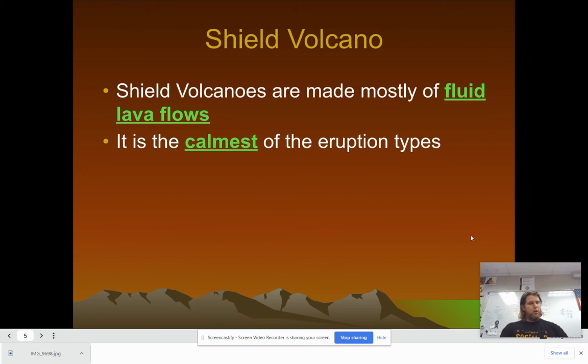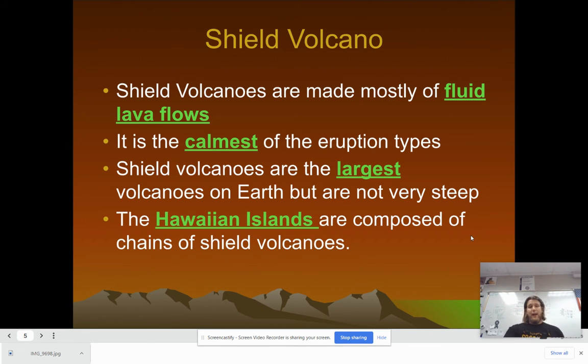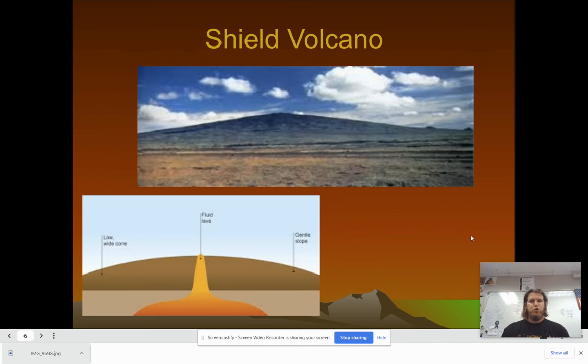But shield volcanoes are the calmest of all the eruption types, and they also are the largest volcanoes on Earth. But they're not very steep, so it's kind of deceptive. Like if you go out to Sima Dome, or even Kilauea, these are long expanses of this gentle sloping volcano that almost resembles the back of a turtle, a turtle shell. So the Hawaiian Islands are composed of chains of shield volcanoes. So those are the perfect example. You can check those out, and they're really cool when they flow. And it's really neat to see the fluidity of it, like how much it can just stream along.